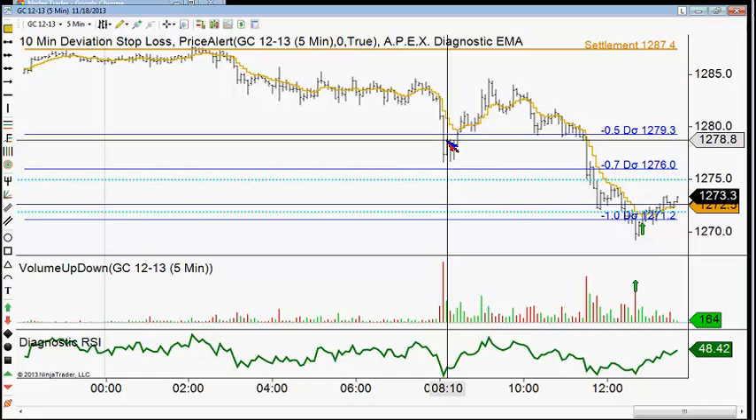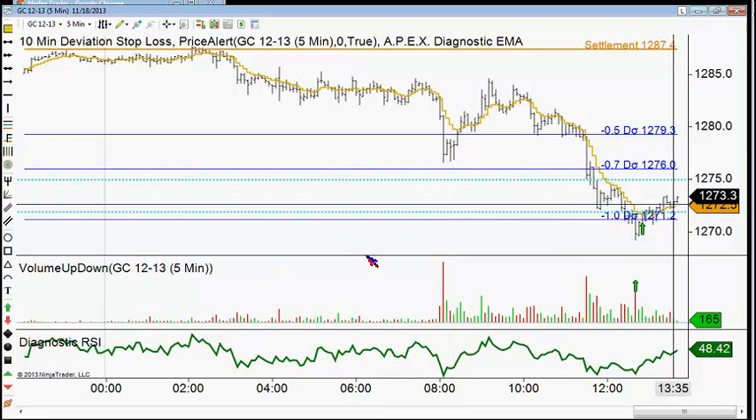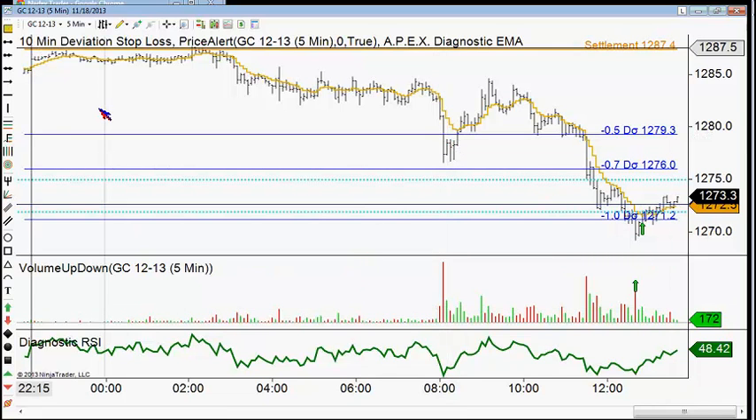But I'll do them at 0.5. I'll do them at 0.7. I'll do fewer contracts when I do them. So I may do, say, 20 contracts at a 1 deviation volume spike reversal. Maybe I'll only do 5 at a 0.5, or maybe 10 at a 0.7. Just because I know I have a higher probability when the whole deviation move is taking place.